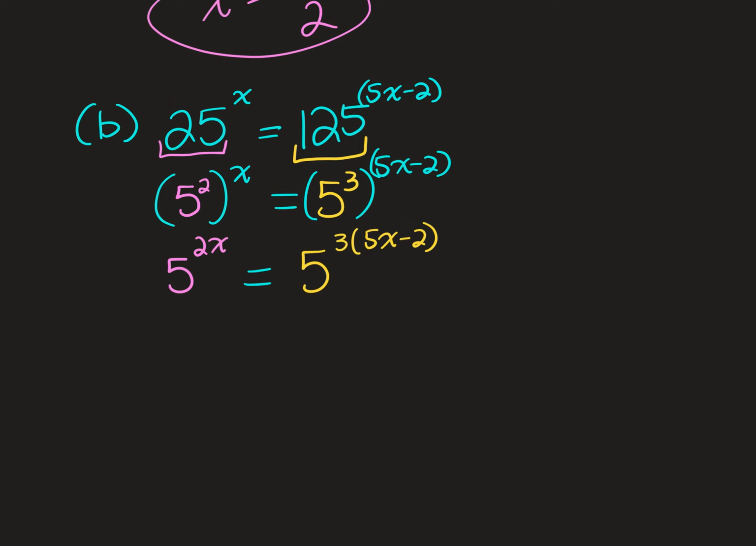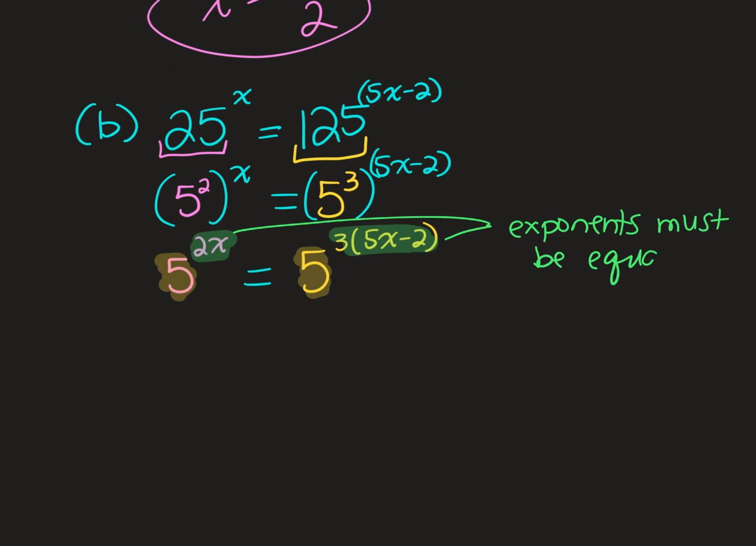And now we're kind of right back in that situation we were with that first example, because my bases are the same, which indicates that the powers must be the same. So since the bases are the same, these powers must be the same. Okay, so I know that those exponents have to be equal, so that allows me to find a way to set up an equation that I can actually solve. So I could say 2x equals 3 times 5x minus 2.